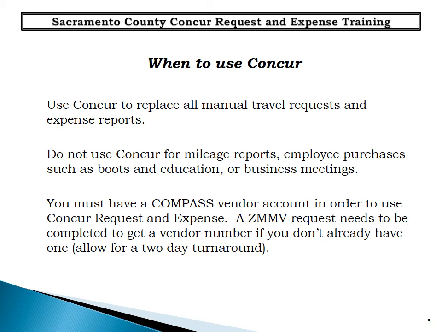When to use Concur. Use Concur to replace all manual travel requests and expense reports. Do not use Concur for mileage reports, employee purchases such as boots and education, or business meetings. You must have a Compass vendor account in order to use Concur Request and Expense. A ZMMV request needs to be completed to get a vendor number if you don't already have one. Allow for a 2-day turnaround.